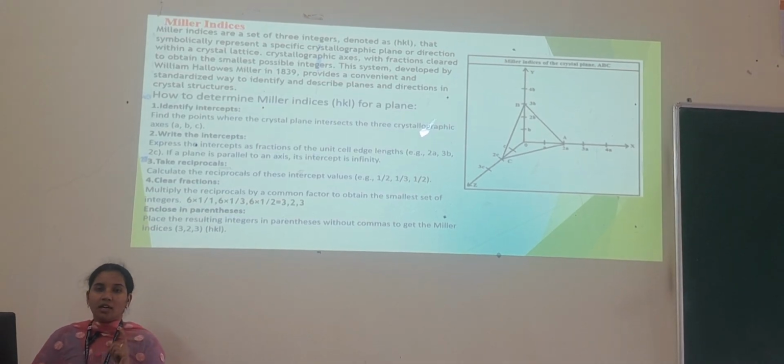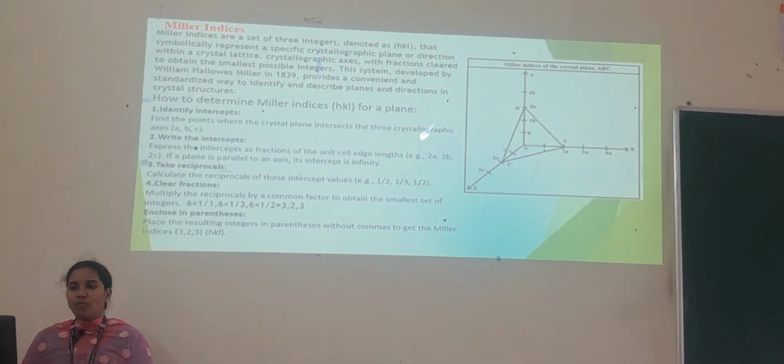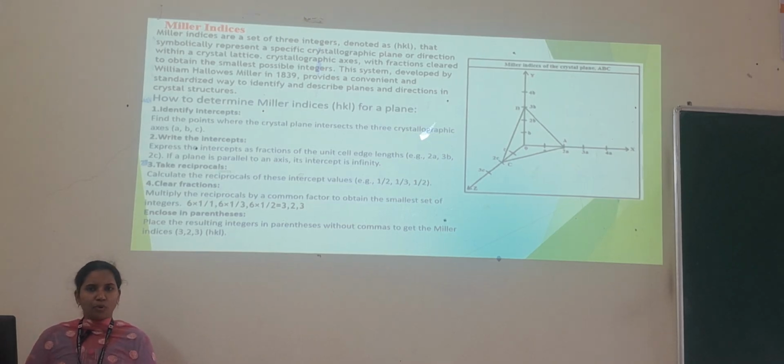First point: Miller indices are the set of three integers denoted as HKL that symbolically represent a specific crystallographic plane or direction within a crystal lattice. It was discovered by William Miller in 1839. There are 5 steps. First, identify the intercepts; second, write the intercepts; third, take the reciprocals; fourth, clear fractions; and fifth, enclose those integers in parentheses. This is about Miller indices.